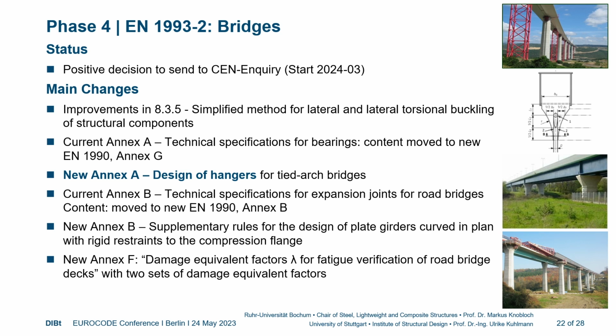As was already referenced, we have moved the content of the former Annex A, dealing with bearings, and the former Annex B, dealing with expansion joints. The content has been moved to EN 1090, and in fact, these annexes were not only valid for steel bridges, but for bridges in general. So this is a very consequent restructuring.